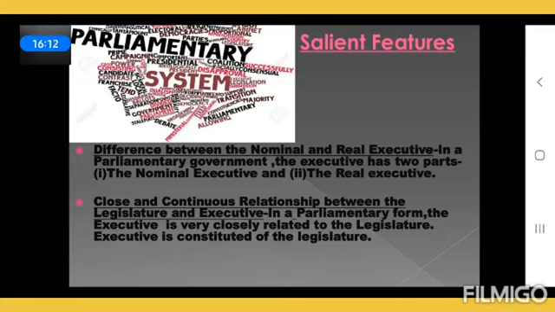Over here, the leader of the majority party in the legislature gets appointed as the prime minister, and upon his recommendation, who gets appointed? The Union Council of Ministers gets appointed out of the legislators belonging to his party. I hope I'm very, very clear now. That is why there is a close and continuous relationship between the legislature and the executive, because the executive itself has been constituted, or born, out of the legislature only. I hope it's very, very clear.